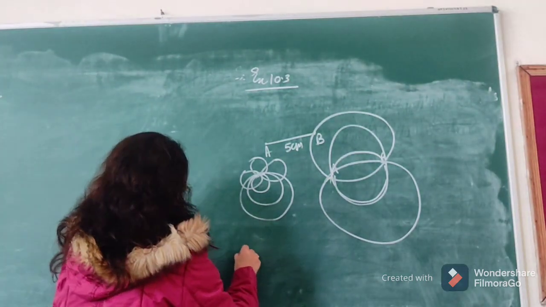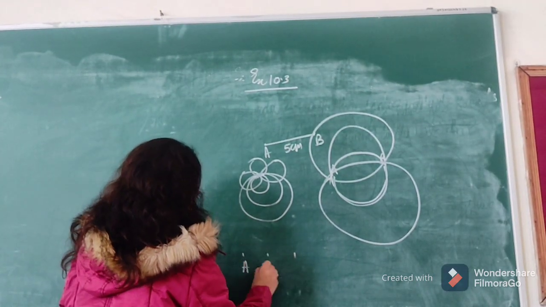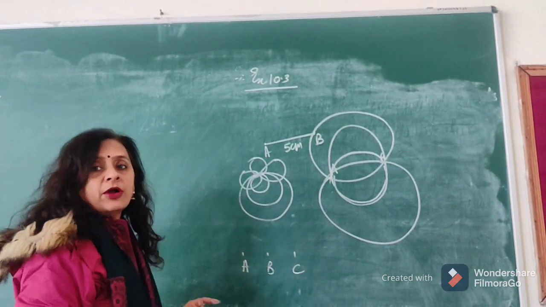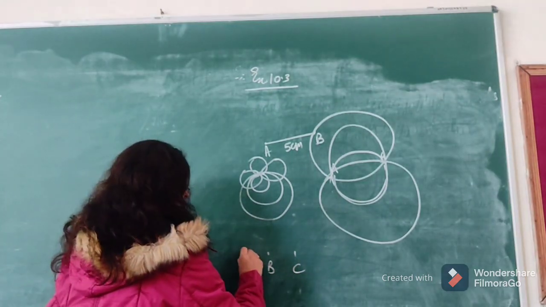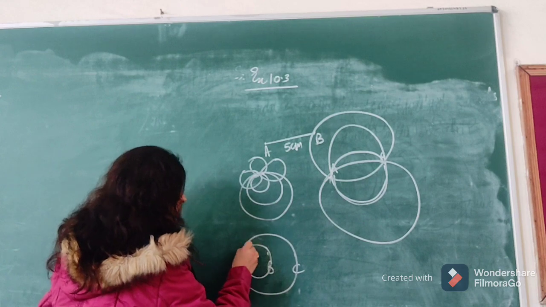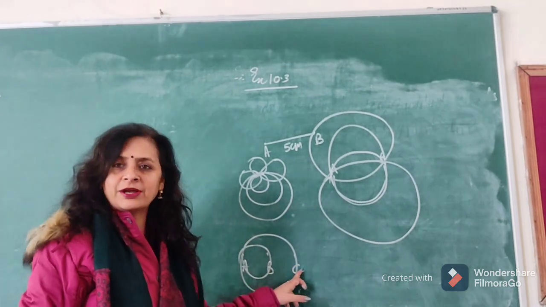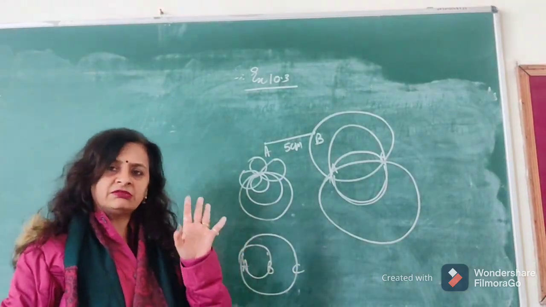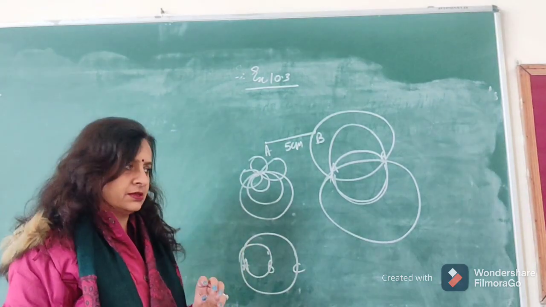And if I ask you to take 3 collinear points, the circle will pass through 2 points only. It will not pass through the third point. So using 3 collinear points, we cannot draw the circle.